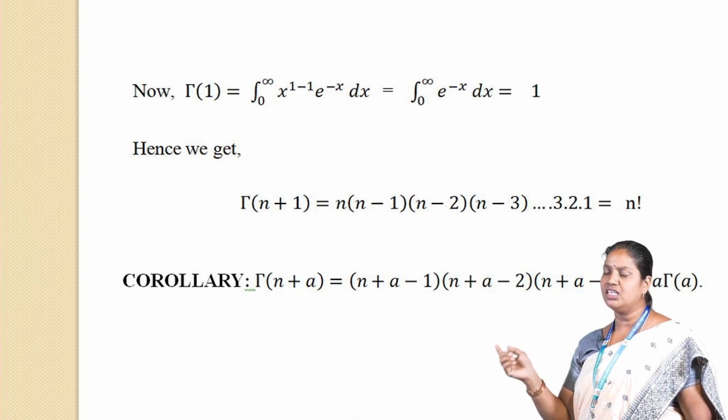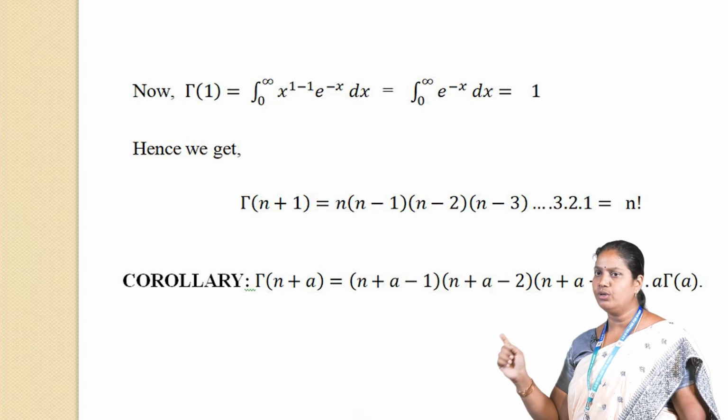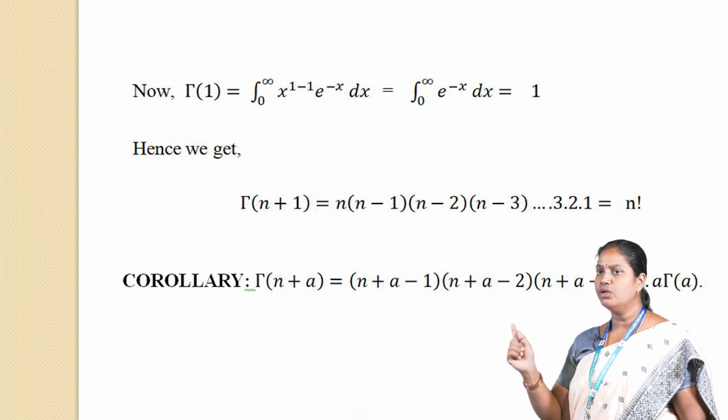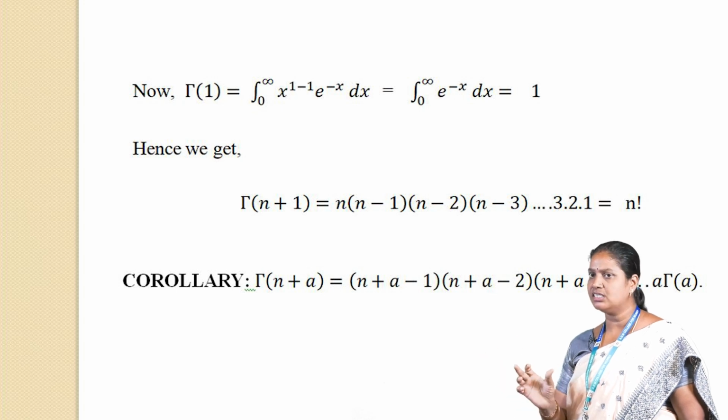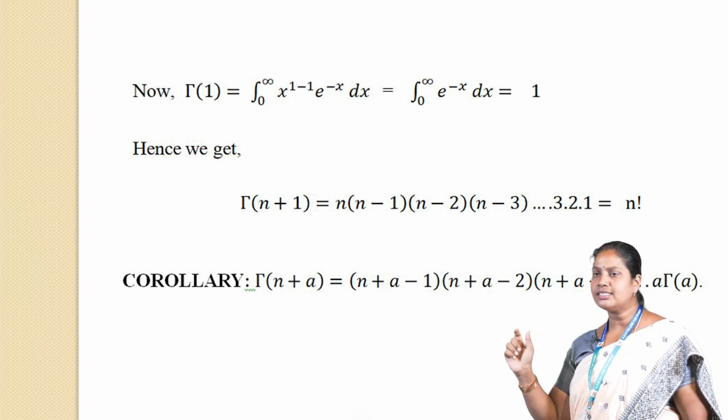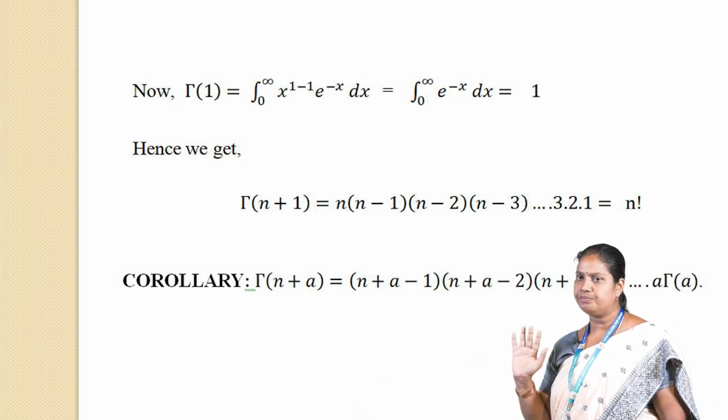So we will substitute in this recurrence relation, and we get gamma of n plus 1 is equal to n into n minus 1 into n minus 2 and so on, 3 into 2 into 1. What is this? This is a famous formula, that is n factorial. So gamma of n plus 1 is nothing but n factorial.